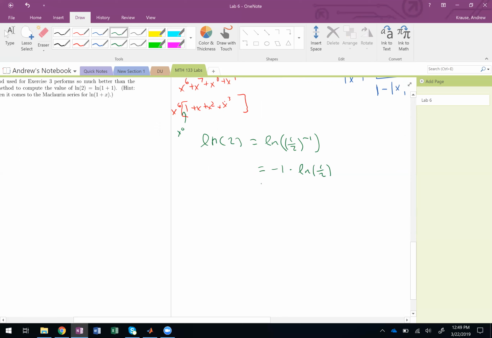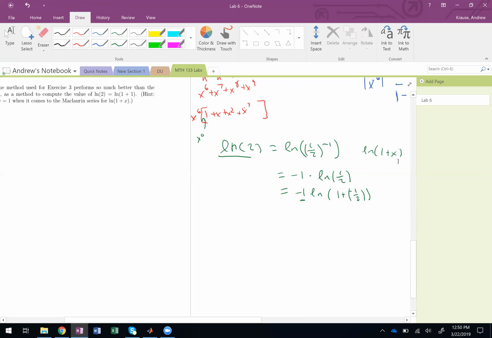Which remember, we want to plug into our function, and our function was natural log of 1 plus x. So here, we're going to have the natural log of 1 plus, okay, how do we get to 1/2? Well, we have to subtract 1/2. So we're going to be plugging in -1/2 into our function, and then multiplying it by -1, and hey, that'll give us the value of natural log of 2.